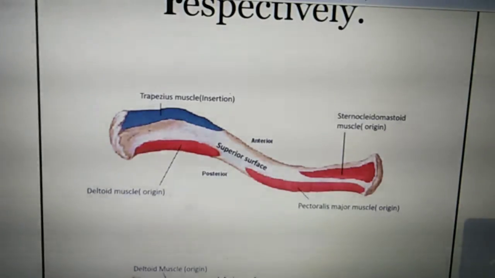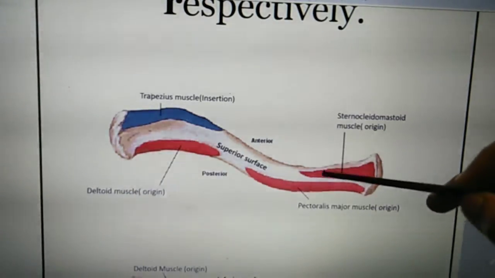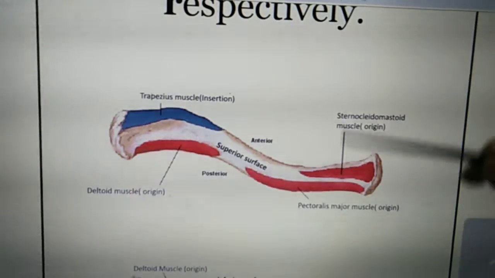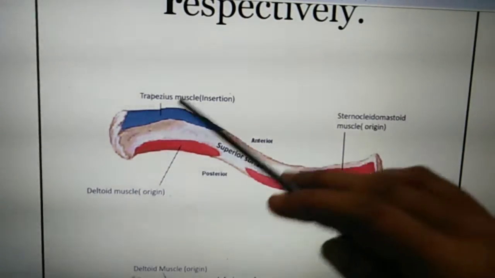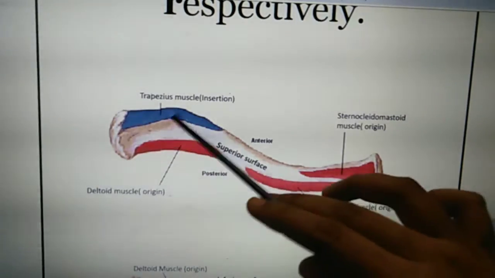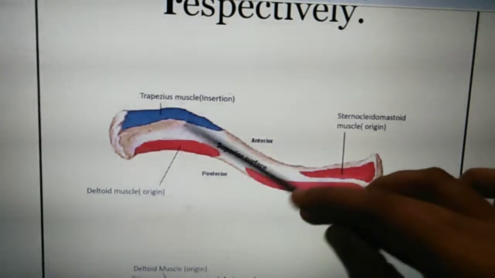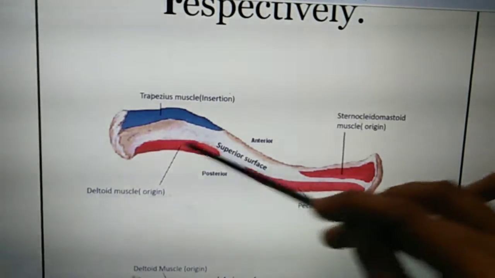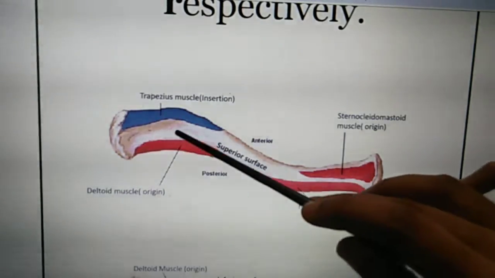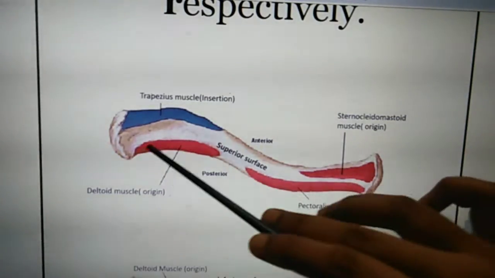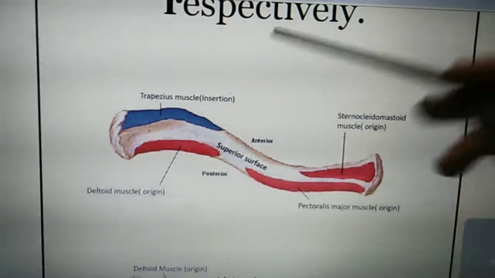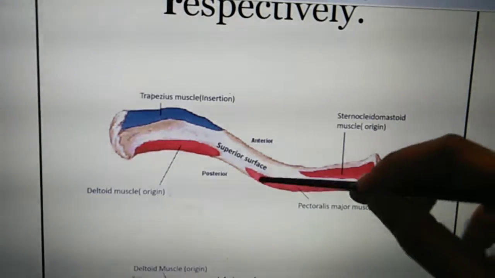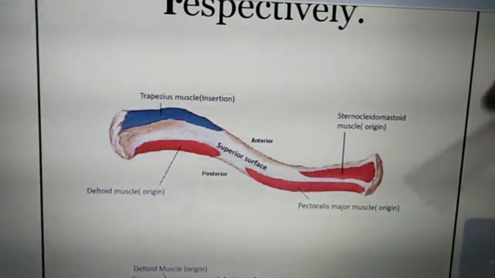So we will see the attachments in the superior surface. This is the sternocleidomastoid, which is a strap muscle, the primary muscle for the movement of the neck. This is the sternocleidomastoid muscle origin, and this is the trapezius, the posterior neck muscle. The trapezius gives insertion in the acromion end, and this is the deltoid muscle. This is the anterior fiber. Totally there are three fibers for the deltoid: the anterior, middle and posterior. This is the origin of the anterior fibers of the deltoid. And this is the pectoralis major muscle, the primary muscle of the pectoral region. It gives origin here.